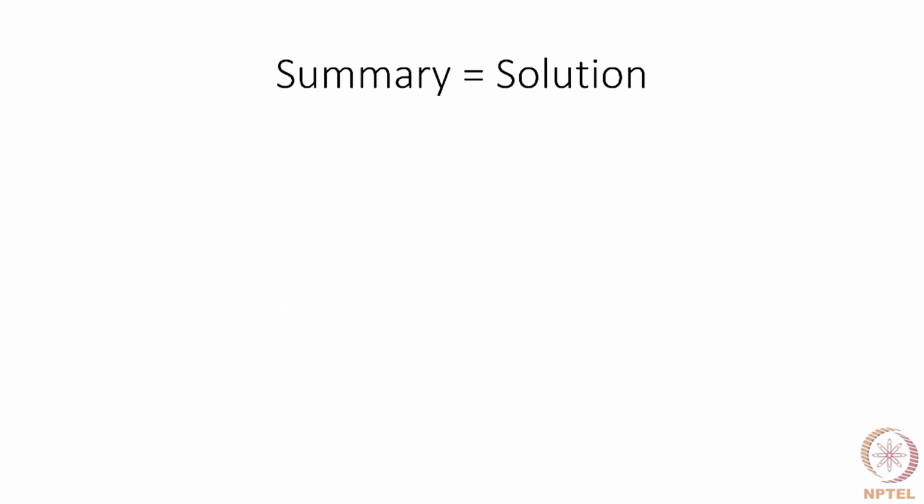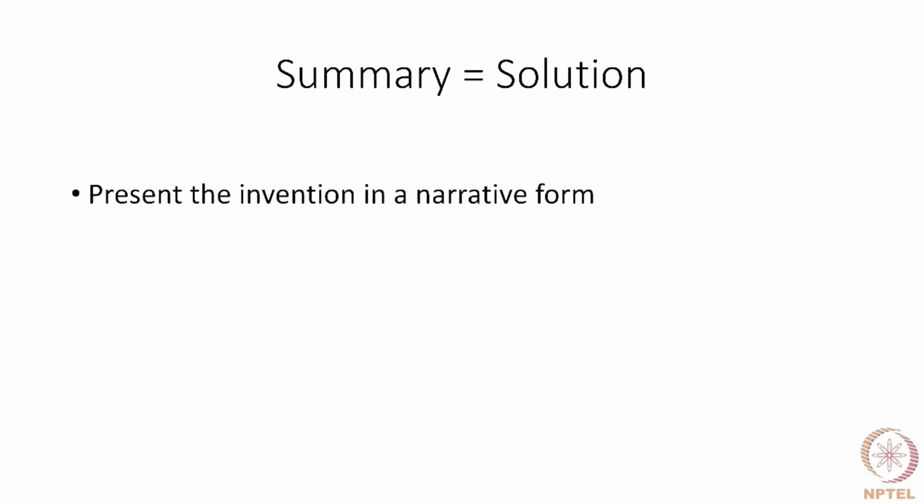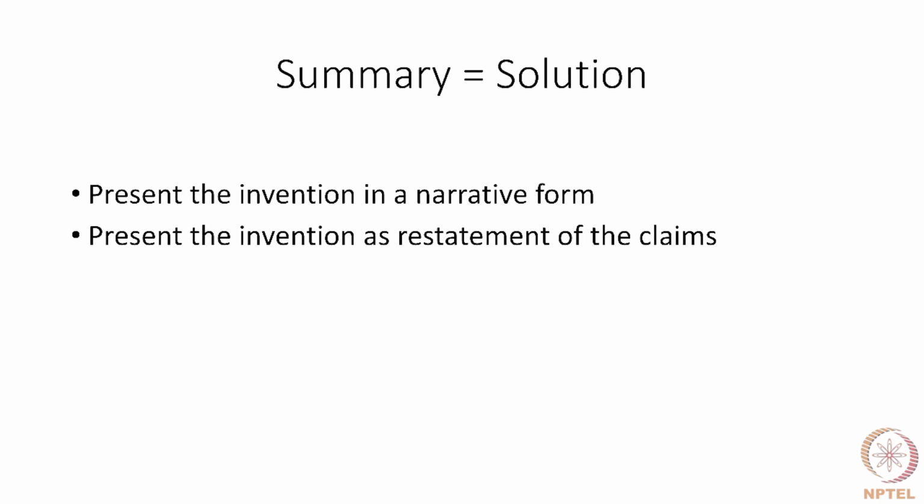Now that we have set the stage for the invention, the summary part will describe the solution. So the problem has been taken care of, and you end with the problem as you have defined it. And the next part of your specification, which is the summary, will now present the solution. Now the solution has to be presented in a narrative form, and it can be presented as a restatement of the claims. Now these are the two approaches to how you present your solution.